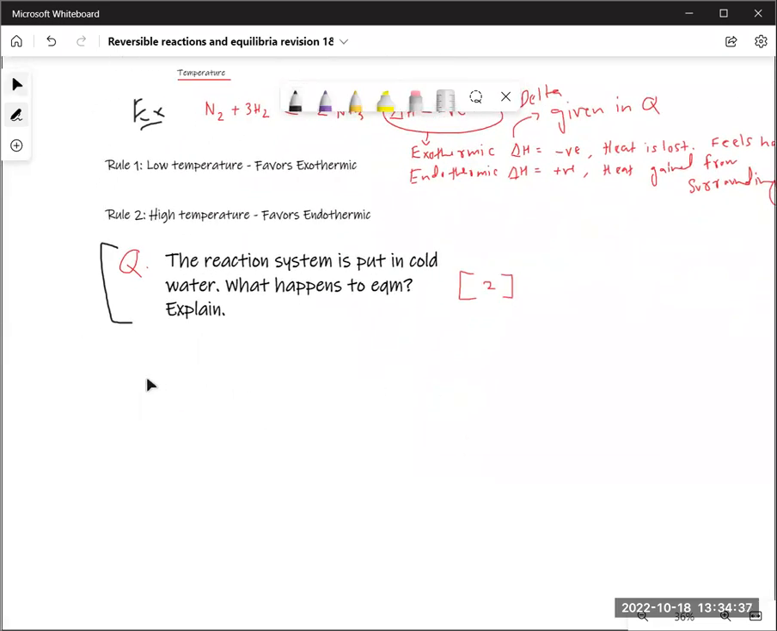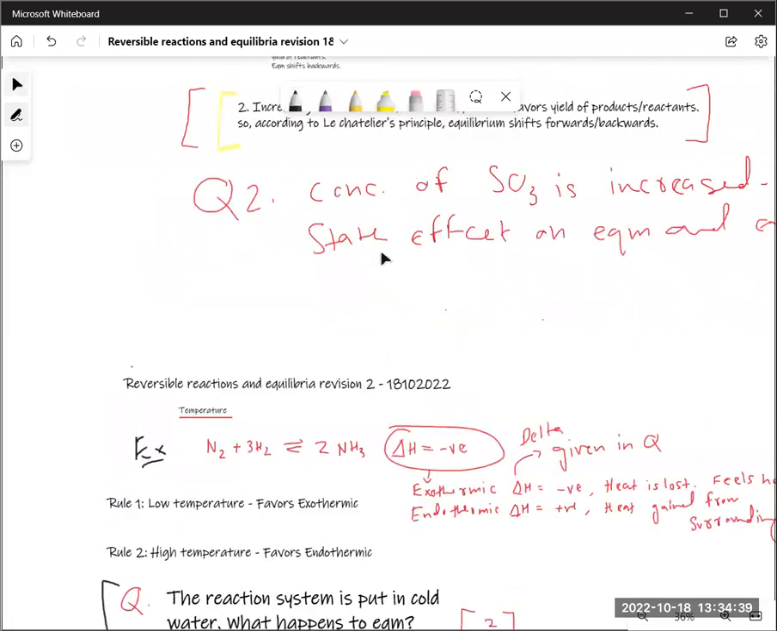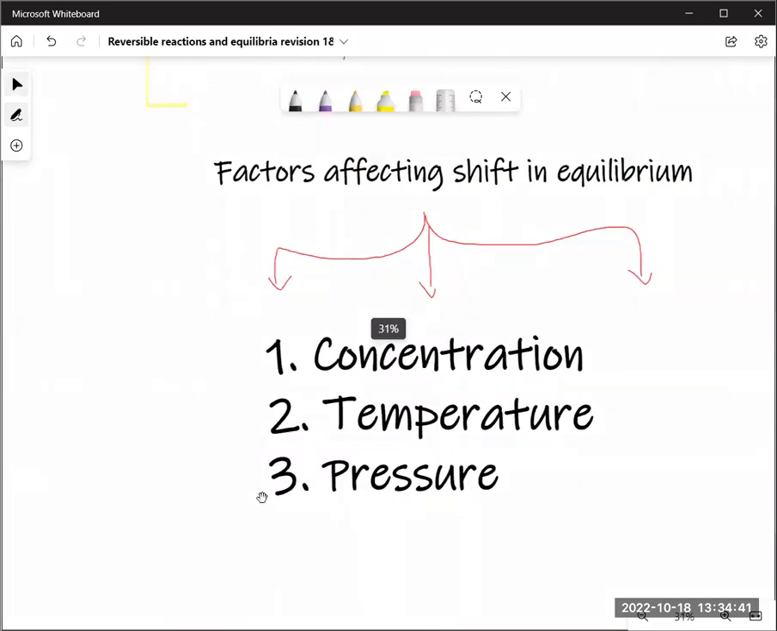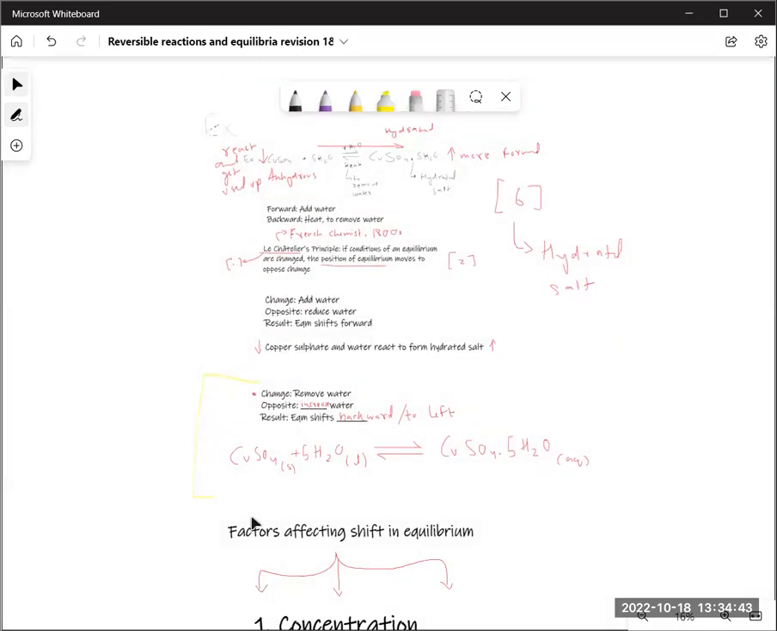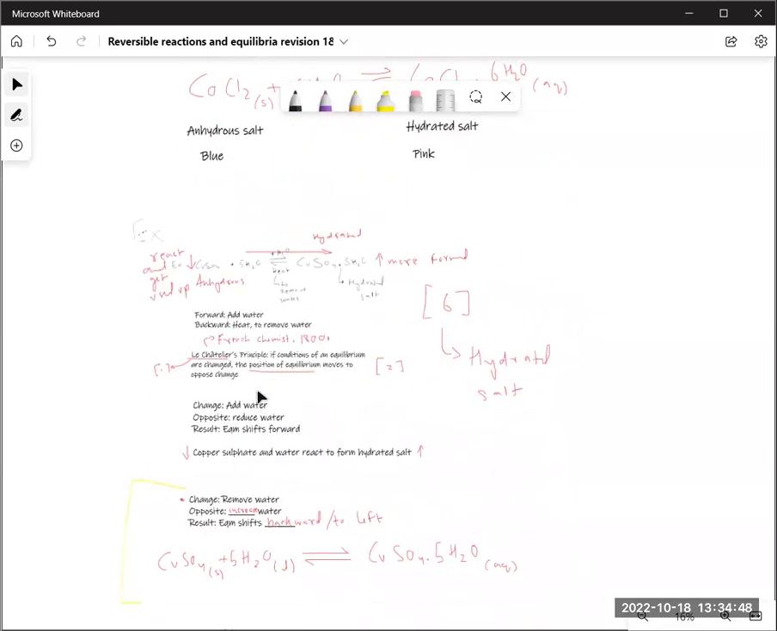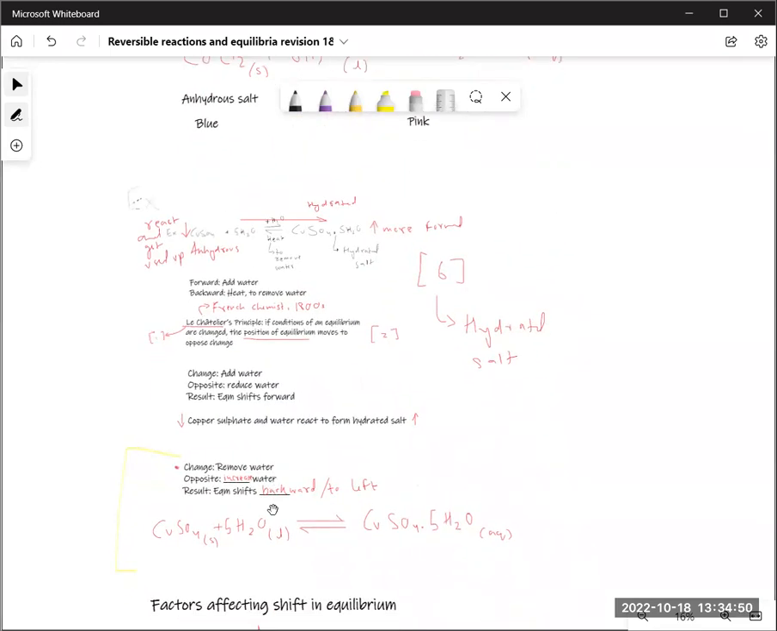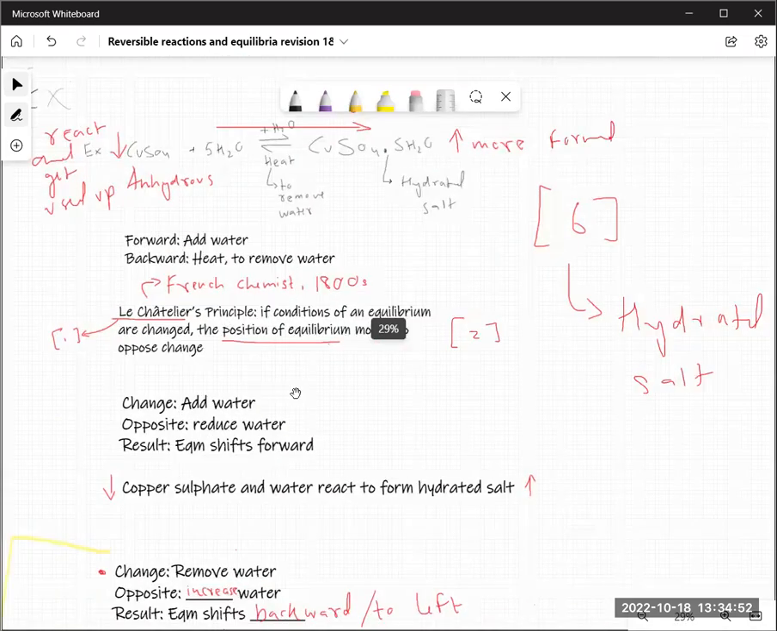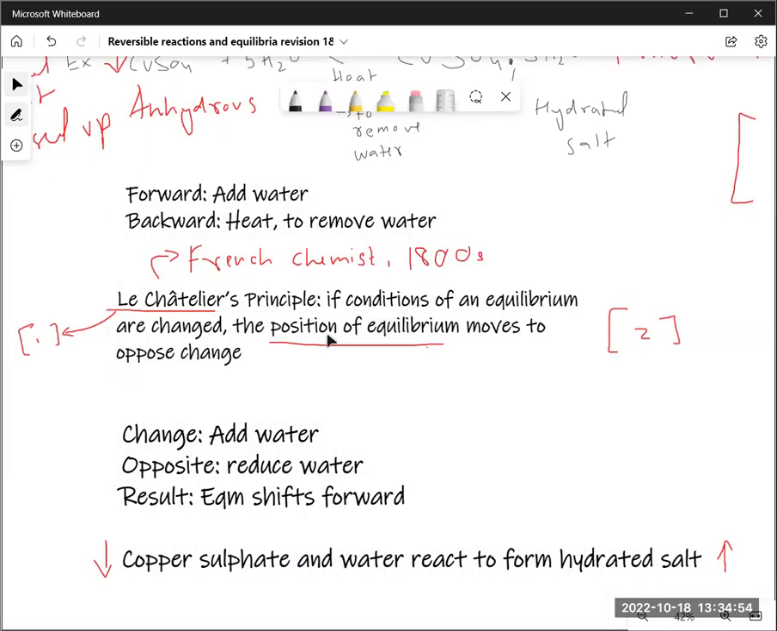Haven't I given it to you? I think I have. Let's see. Le Chatelier's principle. Where is it? One second, I'm finding it in my notebook. Yes, right here. If conditions of an equilibrium are changed, the position of equilibrium moves to oppose change.